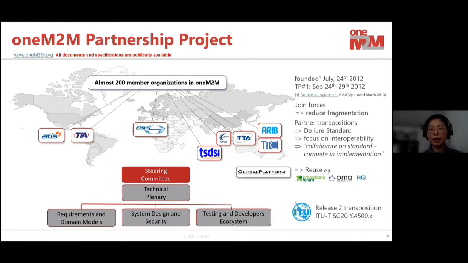One thing I would like to inform you of is that since 2018, oneM2M release 2 technical specifications have been transposed into ITU-T recommendations. In this process, 17 oneM2M technical specifications have been transposed into ITU-T recommendations. Also, 6 technical reports have been transposed into ITU technical reports as well. This is some basic information on oneM2M.